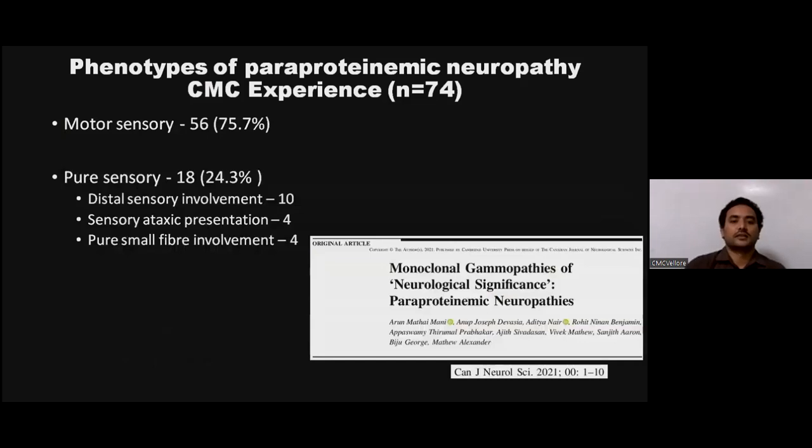So these are the phenotypes of paraproteinemic neuropathy in the CMC experience, from a 2020 study. Here in our experience, we have a fair number of cases; our N is 74. Out of 74, motor sensory presentation was in 56 and pure sensory in 18. Out of the pure sensory, distal sensory involvement was 10, sensory ataxic presentation was 4, and in the remaining 4, everything came negative. Nerve conduction studies also came negative, so we assumed that it could be a pure small fiber involvement.